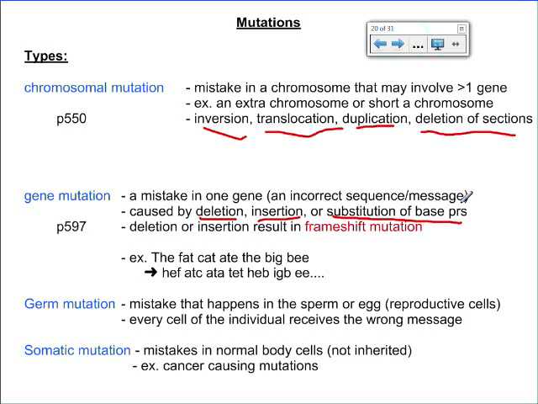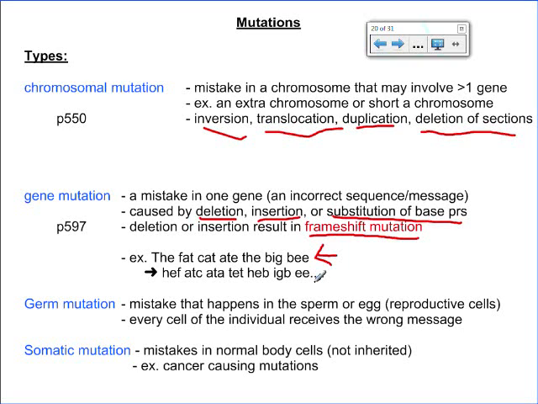Okay. We're going to look at pictures of these too, but if it's a deletion or an insertion, then it causes a shift. It's called a frame shift mutation, where it shifts the codons. Okay, so if you look at the example that's given, this is what makes sense. This is the normal codons: the fat cat ate the big bee. But if there's a frame shift, then it's going to shift the codons either one to the left or one to the right, and then it doesn't make sense.